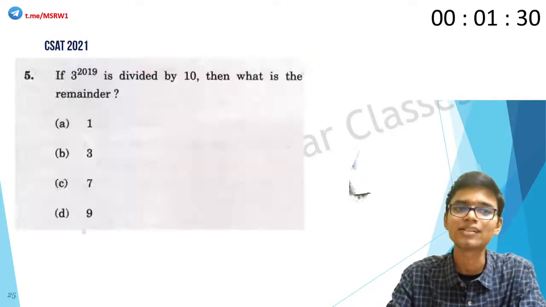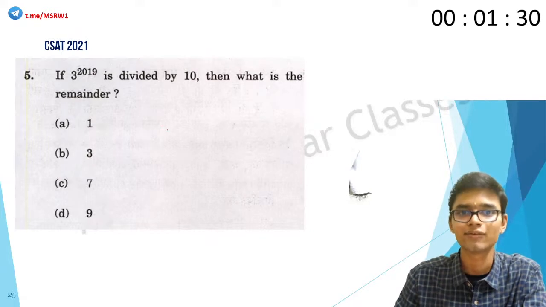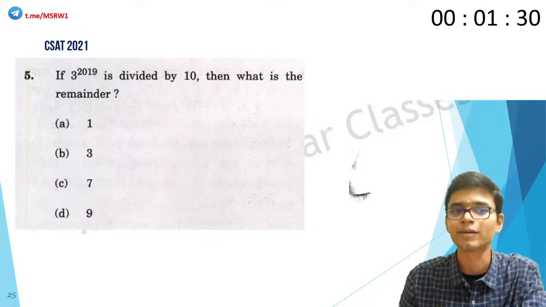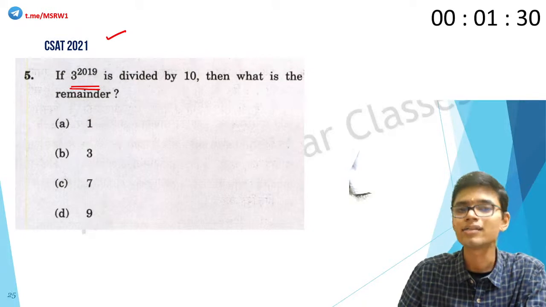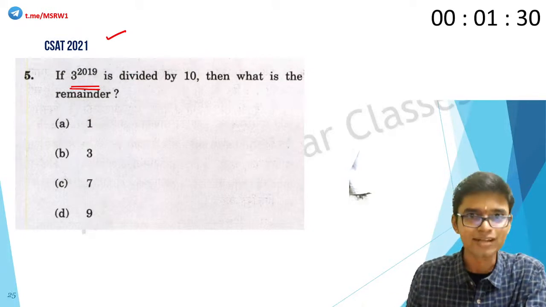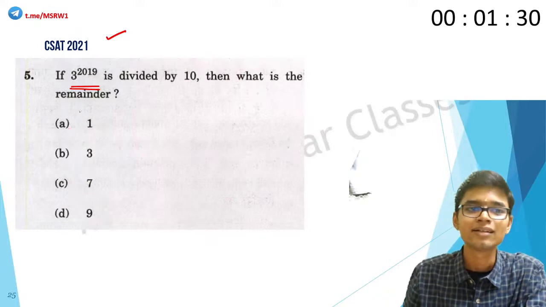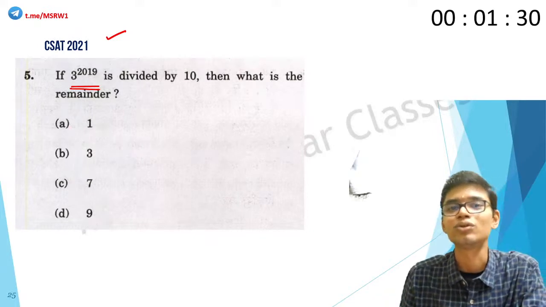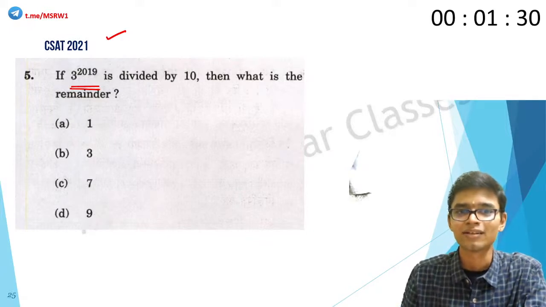Let me just explain this question because I had taken this in the previous class and there was a small error in the method I explained. This was a question in CSAT 2021: if 3 to the power 2019 is divided by 10, what is the remainder? Which essentially means, what is the unit digit in 3 raised to 2019? That is the question.